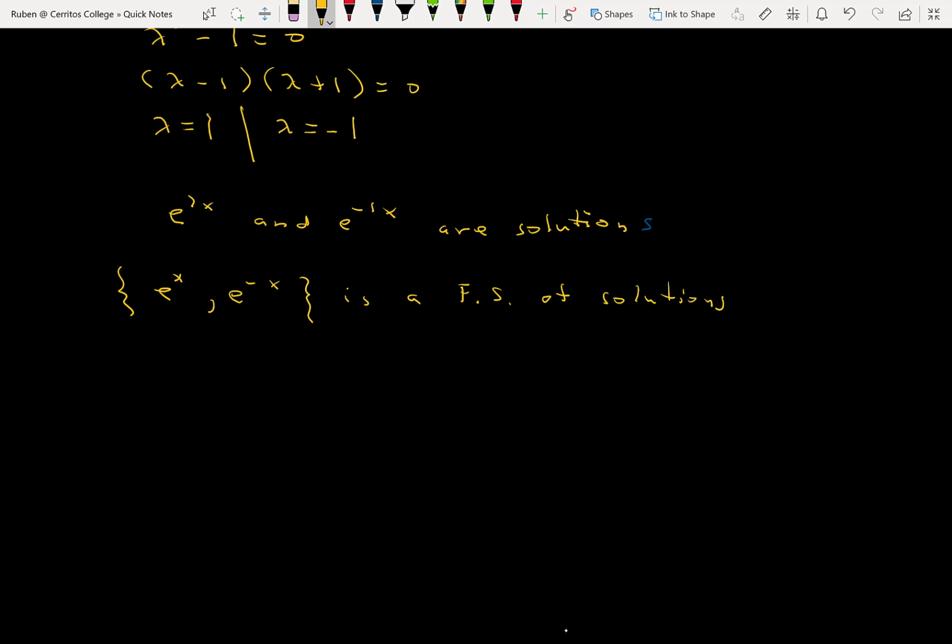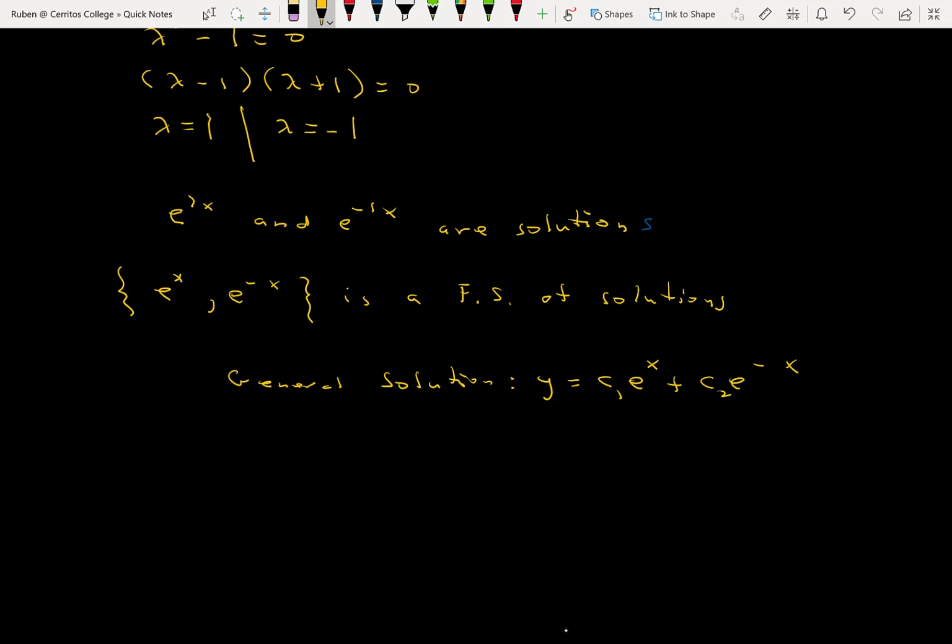So our theory from last time then said that the general solution looks like y equals c1 e to the x plus c2 e to the negative x. So this is basically how the method works.